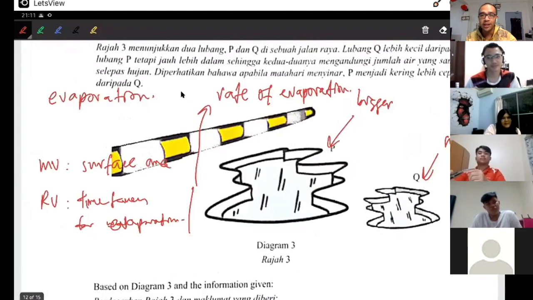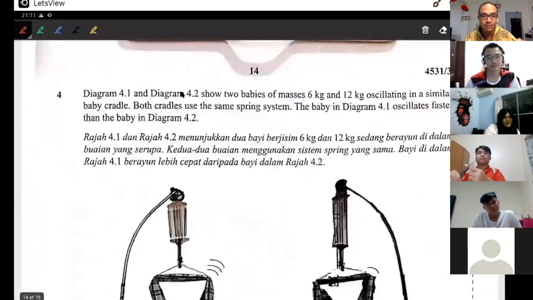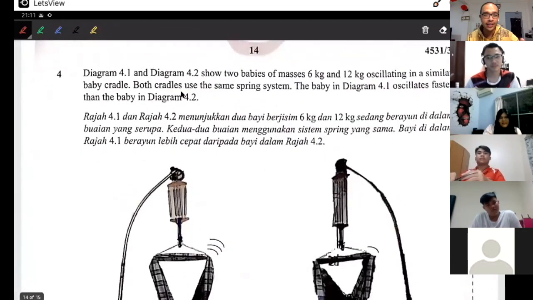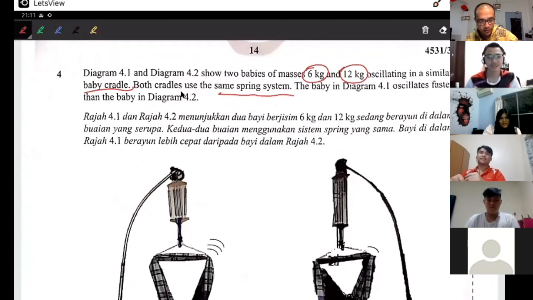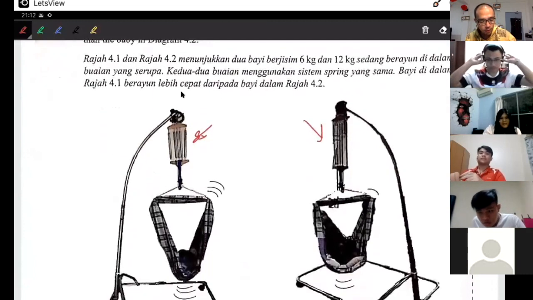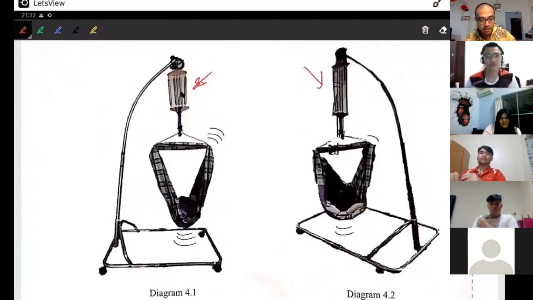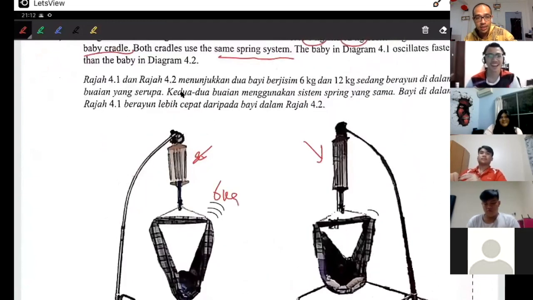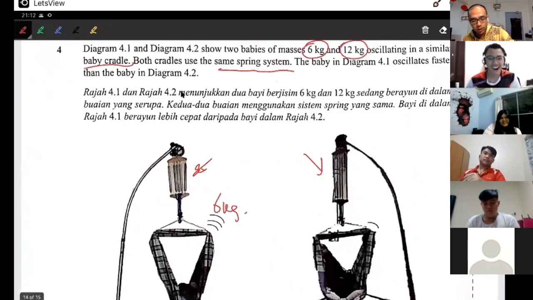But they didn't stop there, no. The second question also is equally as bizarre, but not so bad lah. Okay, so two babies, mass of 6 kg and 12 kg, oscillating in a similar baby cradle. Same spring system. Okay, so dia punya spring adalah sama, except that the baby in 4.1, okay, oscillates faster because the 4.1 is 6 kg and the 4.2 is 12 kg.